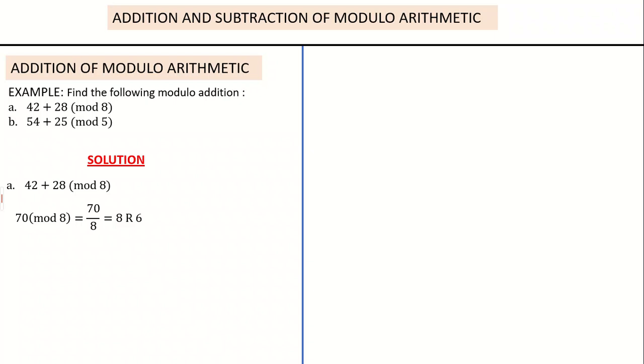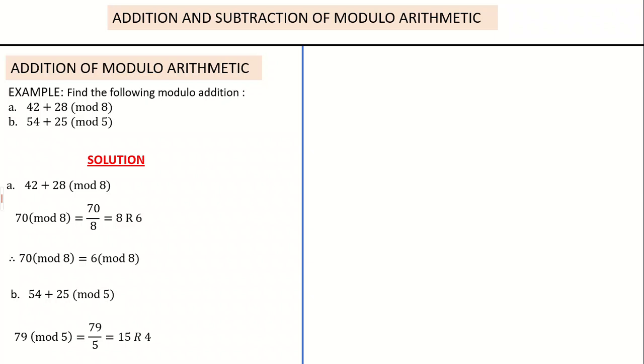Okay, so that 70 mod 8 becomes 70 divided by 8, which will give you 8 remainder 6. So that will give you 6 mod 8. So the 42 plus 28 mod 8 has been simplified into 6 mod 8. So the second question says 54 plus 25 mod 5.